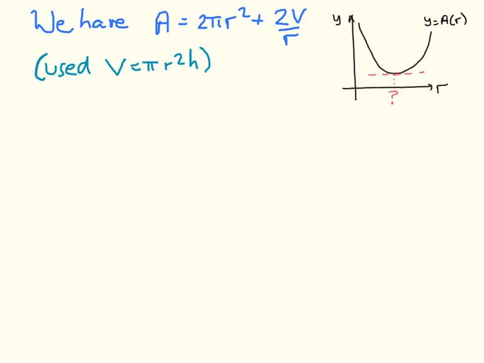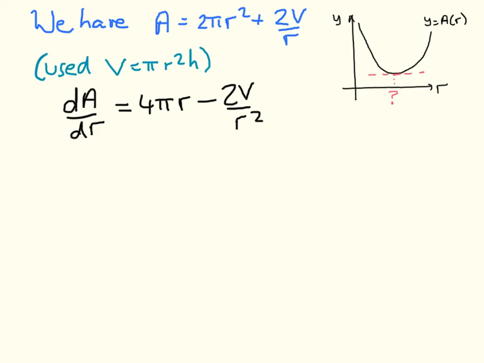So what we're going to look for is the derivative of A with respect to r. So we differentiate this with respect to r. We pull the 2 in front, we get 4 pi times r. So we have 4 pi r. And then in the second term we have 2V times r to the minus 1. So we bring the power in front, that's minus 2V, reduce the power by 1, so that's r to the minus 2. So we can just write that as minus 2V over r squared.